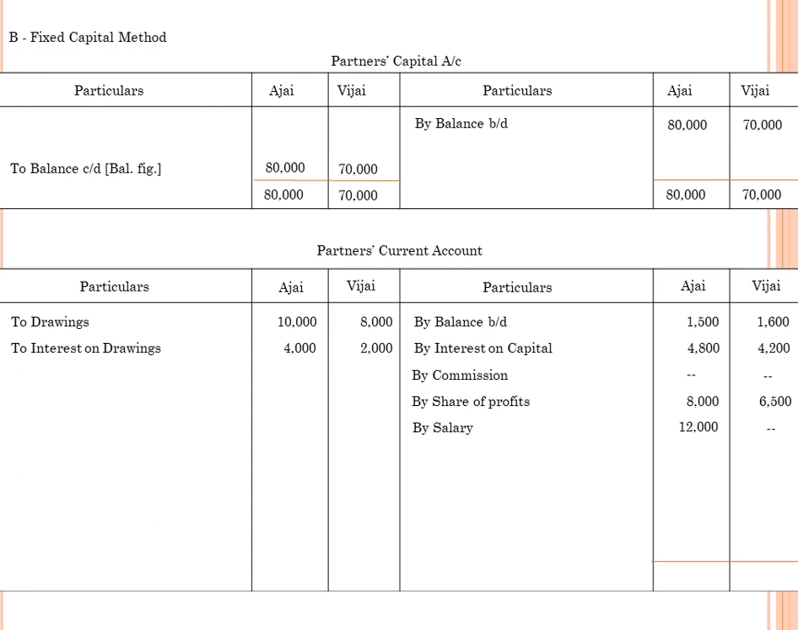Find the total on the credit side, 26,300 and 12,300. The same value we are going to put on the debit side, 26,300 and 12,300. And we are going to find the closing balance. So by balance carried down, the balancing figure, 12,300 and 2,300.